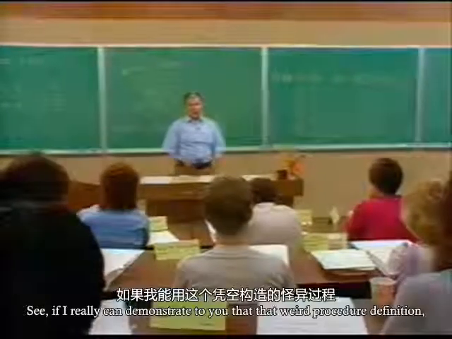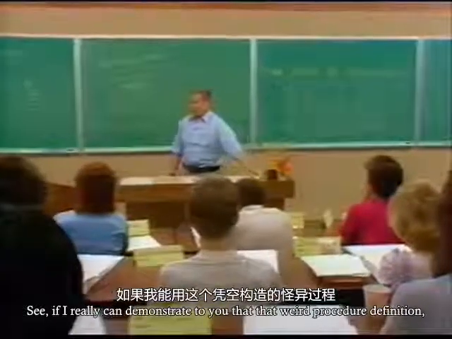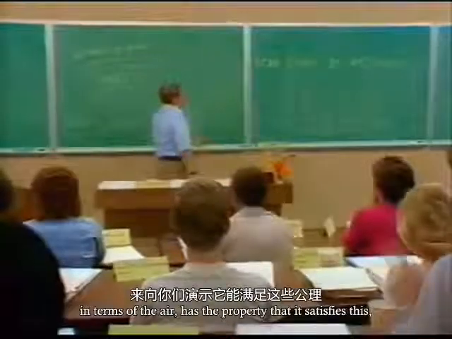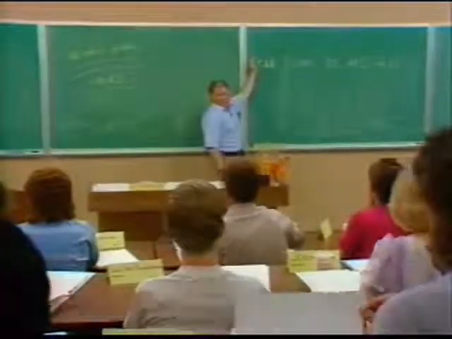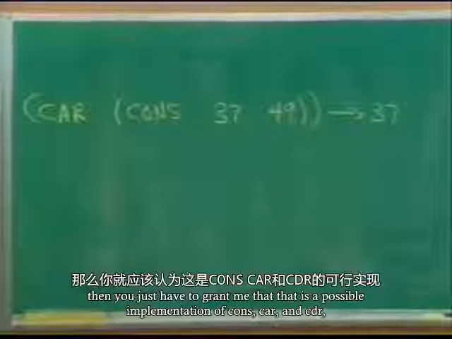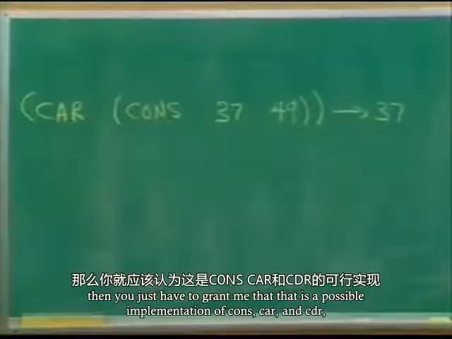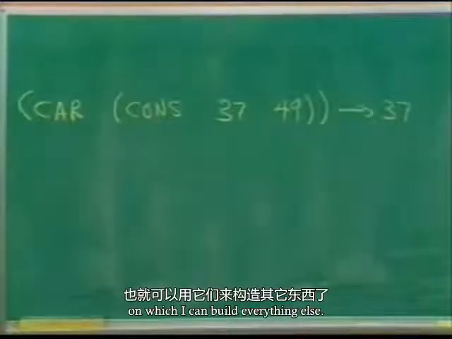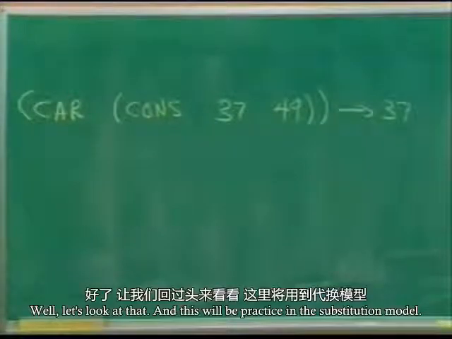Right? See, if I really can demonstrate to you that that weird procedure definition in terms of air has the property that it satisfies this, then you just have to grant me that that is a possible implementation of cons, car, and cdr on which I can build everything else. Well, let's look at that. And this will be practice in the substitution model.